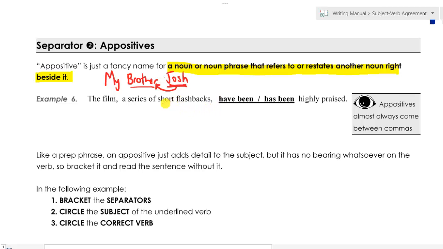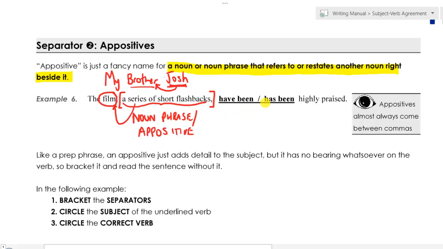On the SAT, how will appositives look? Well, they'll look like this. So notice that in this sentence, the film, a series of short flashbacks, blank, highly praised. So what we have is this little noun phrase that is also an appositive because it is simply renaming or describing or adding detail to the film, which actually is the subject of our sentence. This is the subject. The stuff that is in this appositive is separator. We can bracket the noun phrase, we can bracket the appositive, we reread the sentence.